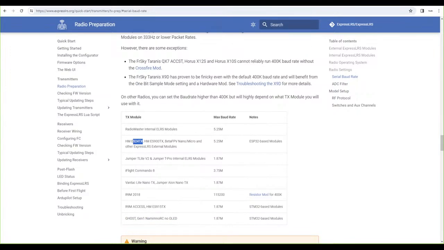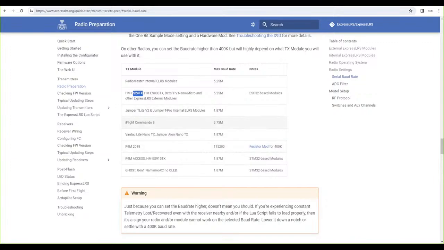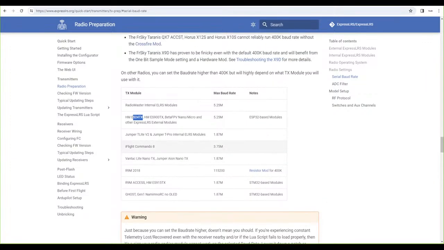So there's a handful of things to look at. Like I said, in the description I have a link to this website. This is a good 3 weeks of reading. You can spend a good 3 weeks just binging on this website. But just to give you an idea, when people say, hey, just go ahead and set it to the highest, it's not a good idea, because you'll see them back on Facebook going, man, my radio keeps saying telemetry lost, telemetry recovered, that kind of thing.